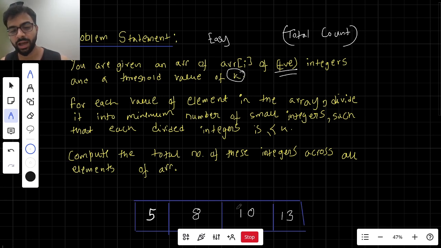So if this is my array 5, 8, 10 and 13, we will be having a threshold value of k. In this case, the threshold value let us assume as 3. Each value of the element in the array is divided into the minimum number of small integers, such that each divided integer is less than or equal to k. This is also another condition. Compute the total number of these integers across all the elements of the array.